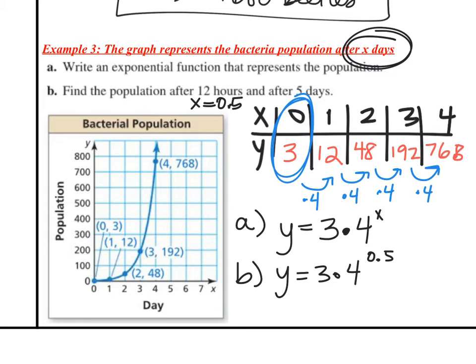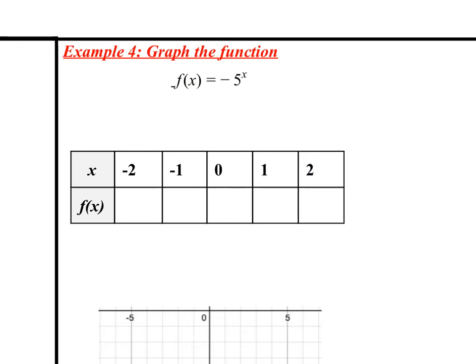I also want to know after 5 days, so x equals 5. Evaluate both of these for me. They are different. One is 1/2 and 1 is 5 days. Evaluate both. So this is 6 and this is 3072. So pay attention to what the x stands for, because you might have to convert it to a different way of measuring it. If it's about weeks and you have days, make sure you switch it over.